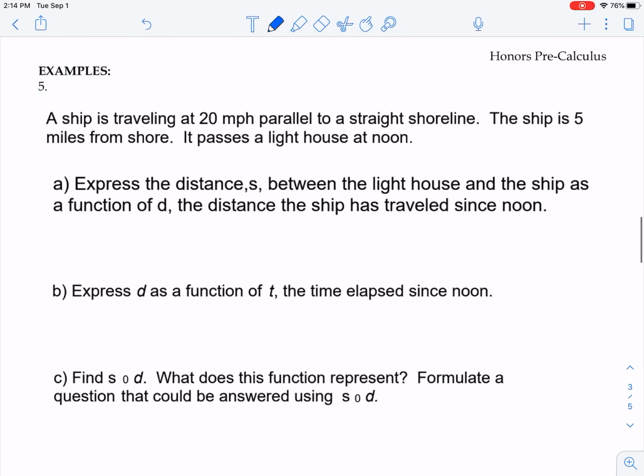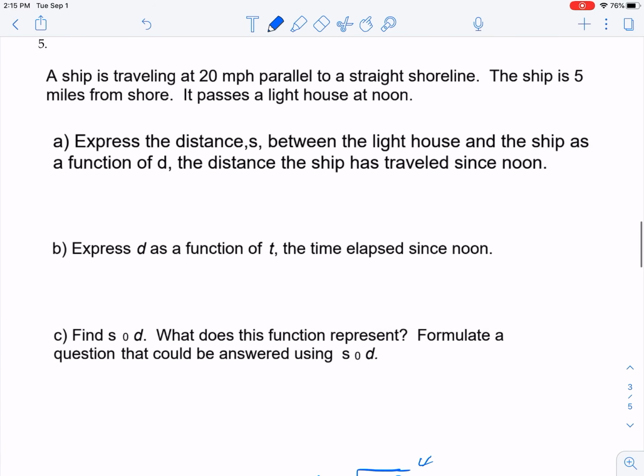Our last thing today is this application problem, which is a little confusing. Here's the shoreline. A ship is traveling 20 miles per hour parallel to the shore. So he's up here, going this way. There's my ship. He's 5 miles from shore. That's 5. And there's a lighthouse right here that he passed at noon. That's my lighthouse. Express the distance s between the lighthouse and the ship. So that's s, as a function of d, this is d.